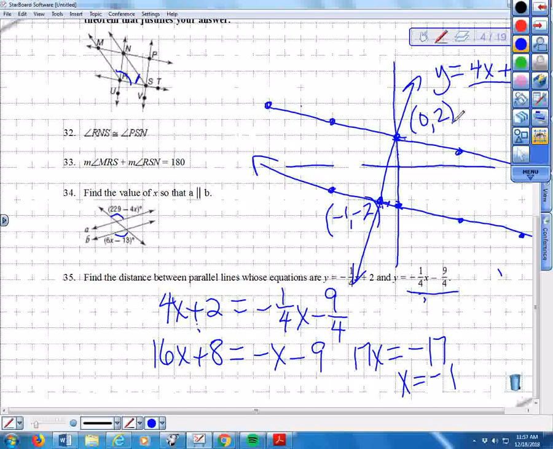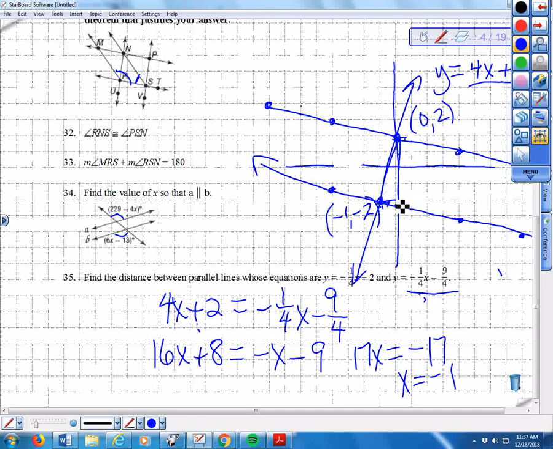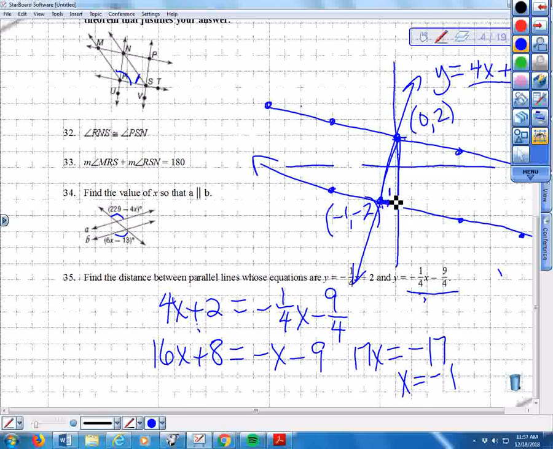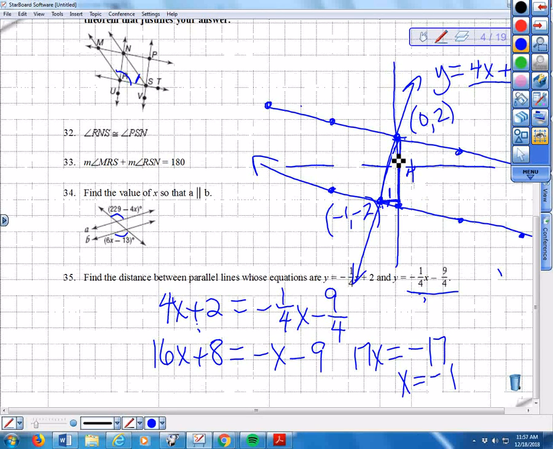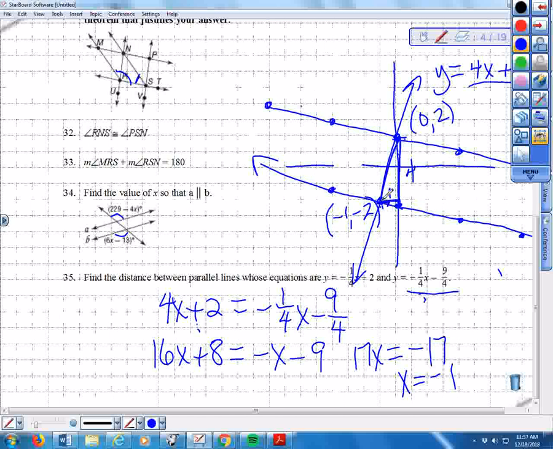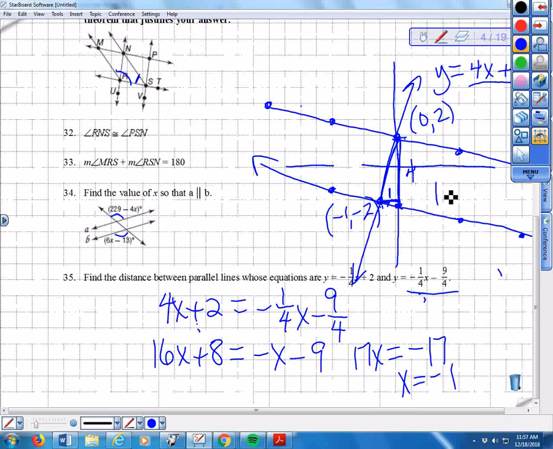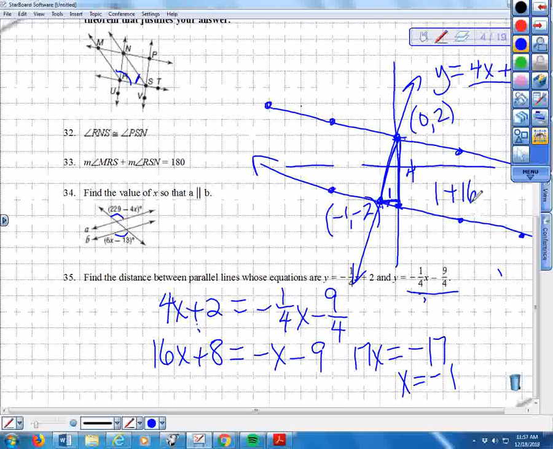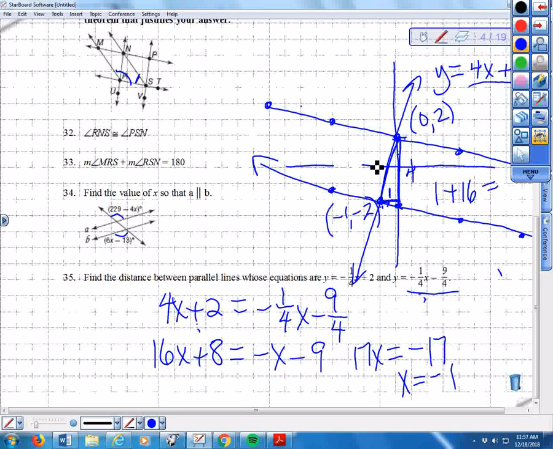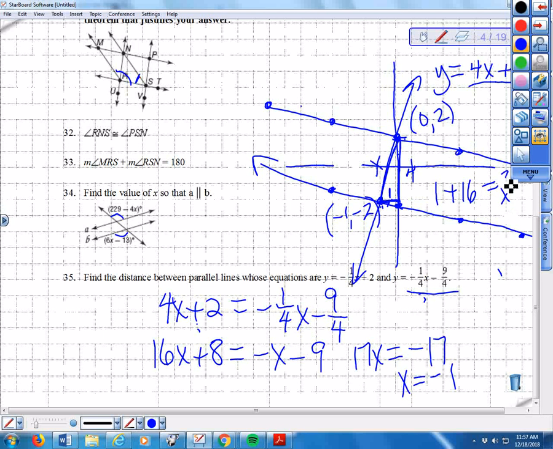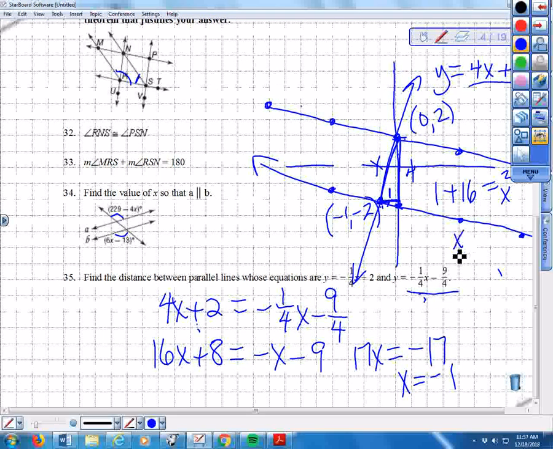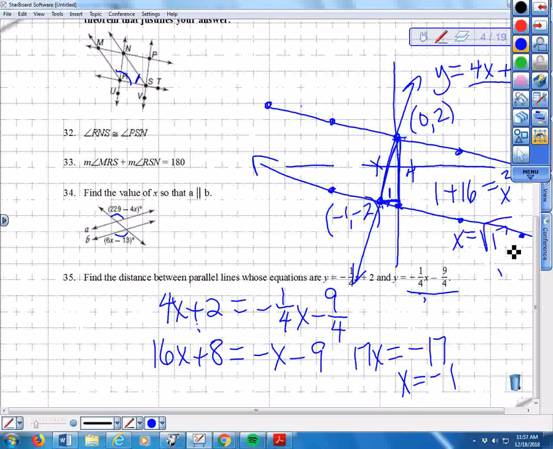If I draw a right triangle here, this distance is 1. This distance is 1, 2, 3, 4. So to find this distance, I just use the Pythagorean theorem. I square this, and I add those together. And that's equal to this distance squared. So the distance between these two lines is the square root of 17 units.